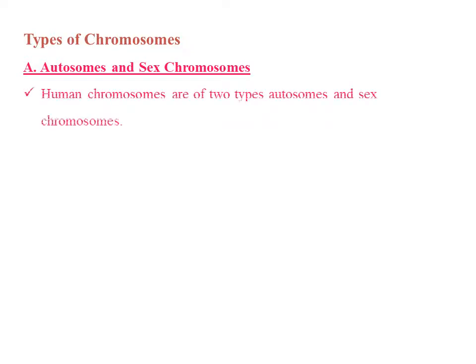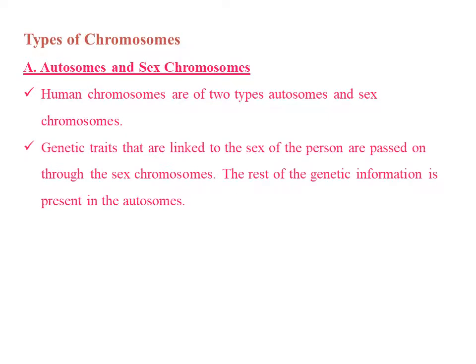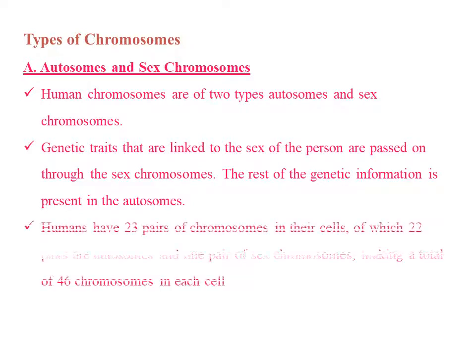Coming to the types of chromosomes, the first one is the autosomes and the sex chromosomes. For example, in humans, the chromosomes are of two types, that is autosomes and the sex chromosomes. The autosomes are otherwise called the somatic chromosomes and the sex chromosomes are otherwise called the allosomes. The genetic traits that are linked to the sex of a person are passed on through the sex chromosomes, that is the allosomes, and the rest of the genetic material is present in the autosomes, that is the somatic chromosomes.